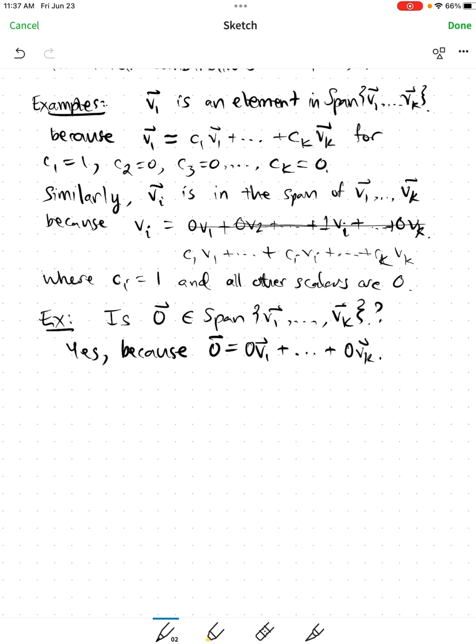So notice that these constants can be any constants, right? They can all be 0. It might be that none of them are 0. It could be that some of them are 0 and some of them are not 0. I mean, they're just any real numbers. So whenever you have a collection of vectors V1 through Vk, the 0 vector is always in the span.